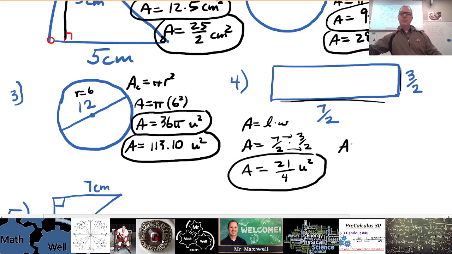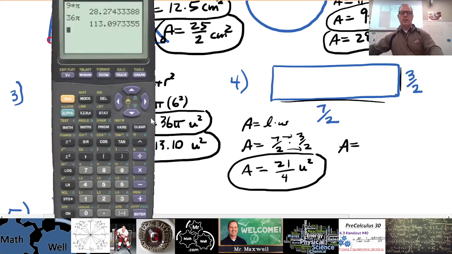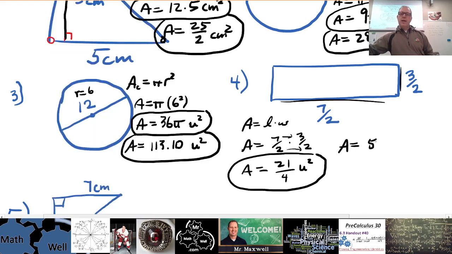As far as a decimal goes, again, Mr. Calculator, or Mrs. Calculator, or Ms. Calculator, or I don't know, whatever you want to call her, him, it, will help us. How's that for uncertainty? 5.25, okay? 5.25 units squared.